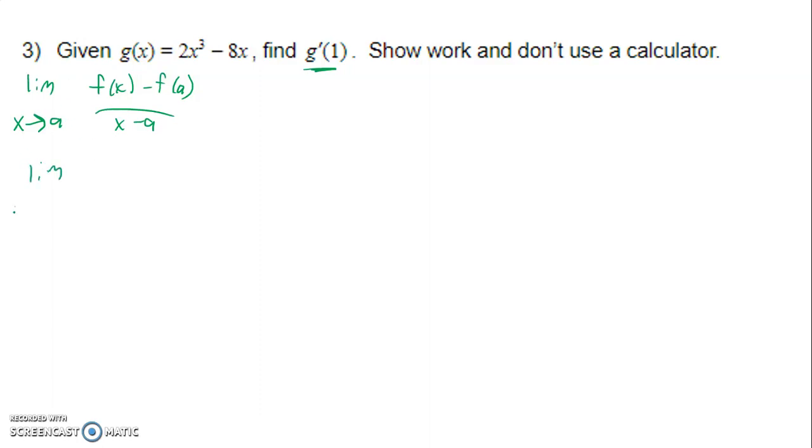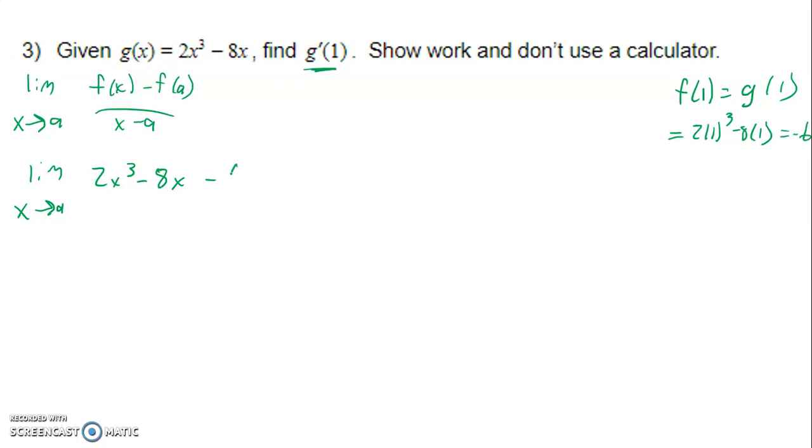All right, so limit as x approaches a, f of x is my function. In this case, it's g of x, but 2x cubed minus 8x minus, and then f of a would be f of 1. In this case, it's really g of 1, which would be 2 times 1 cubed minus 8 times 1. 2 minus 8 would be negative 6. Two negatives here are going to turn into a positive 6. And then x minus a still on the bottom.